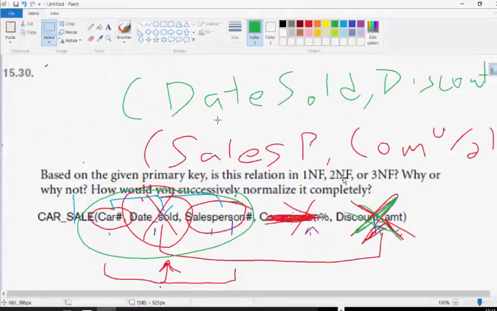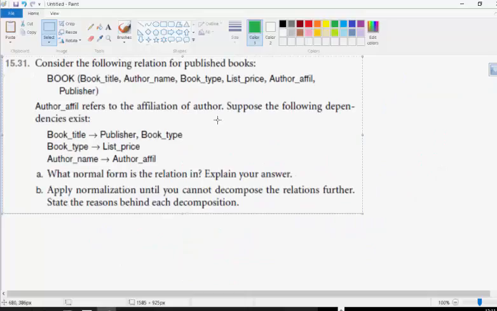Okay, let's do this one. So it says, consider the following. So the people are saying they want to make a library and so on. This is a nice little database. So a book table that has book title, author, book type, list price, author affiliation, and publisher. The author affiliation refers to the affiliation of the author. Suppose the following dependencies hold. There's book title to publisher, book type.